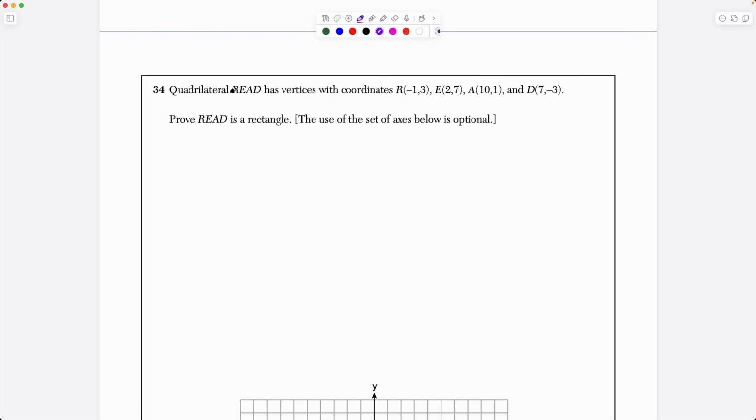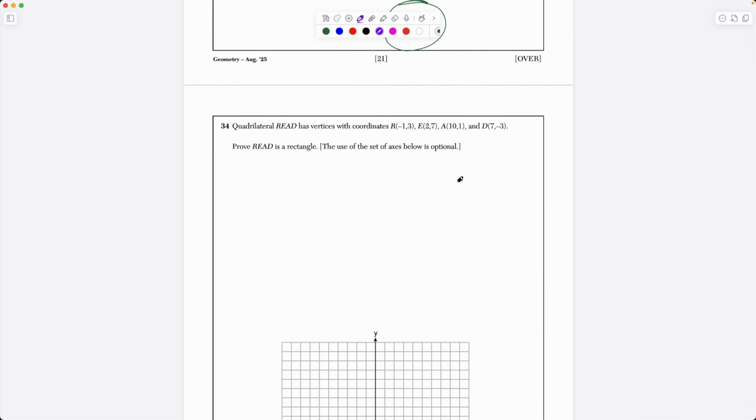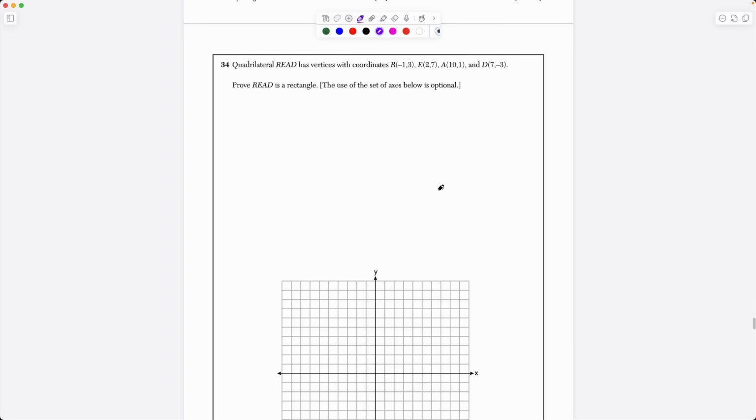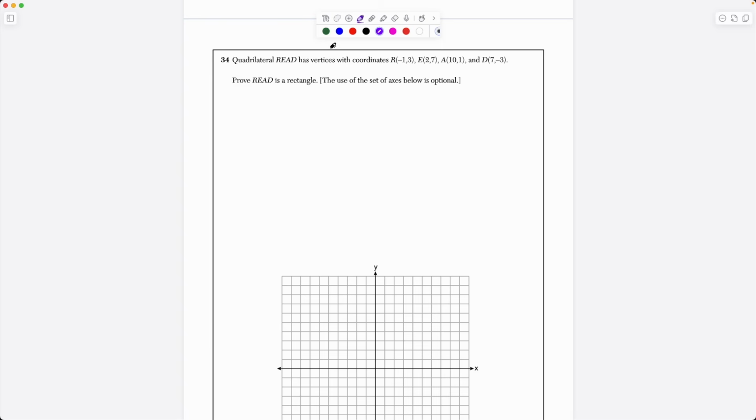Question 34, quadrilateral READ has vertices with coordinates R (-1, 3), E (2, 7), A (10, 1), and D (7, -3), and we have to prove that READ is a rectangle. The use of the set of axes below is optional. But for questions like this, I highly recommend that you use the set of axes below, because when you're able to visualize what's going on, that helps you come up with a good strategy.